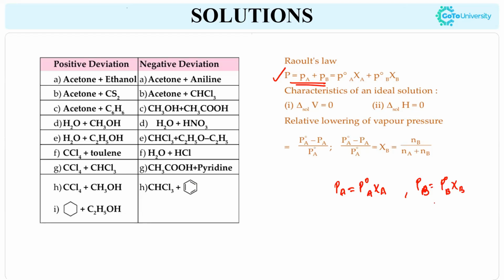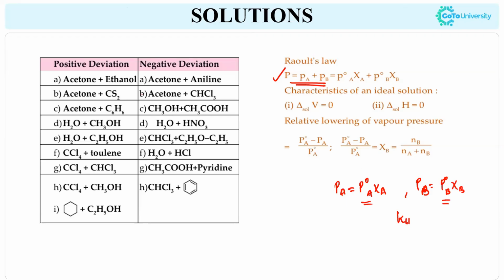So this is similar to that of Henry's law, as we all know. But in Henry's law, instead of this P0A and P0B, we have Henry's constant KH. But here we have the individual partial pressure. Okay, so this is the difference.